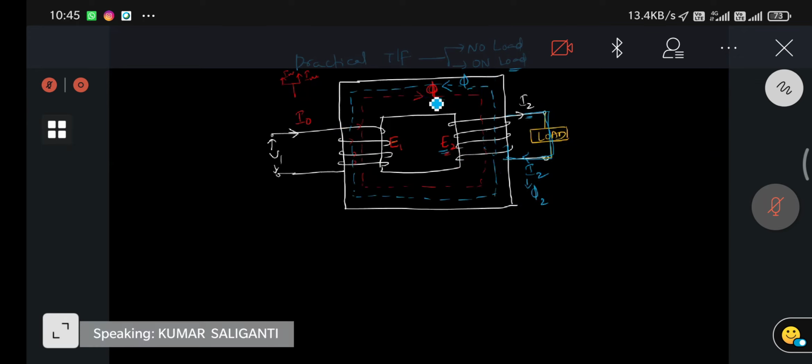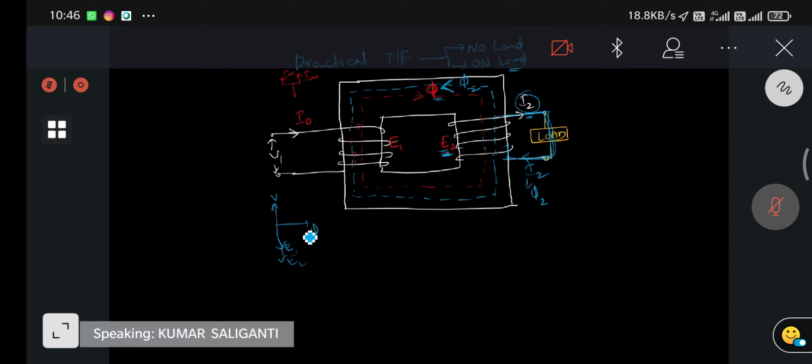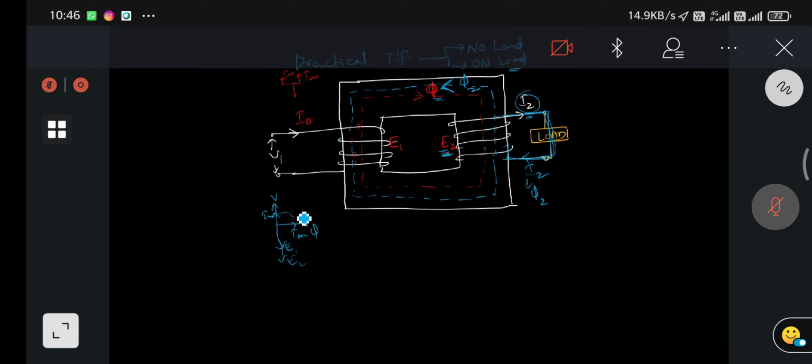This Φ2 exactly opposes the Φ. You can see the Φ2 direction is like that because of E2. This is like a closed circuit here. This E2 causes the current I2, and by Lenz's law, this is V1, this is E1 and E2, this is the Φ, this is I0, Iw, Iμ. E1 and E2 always oppose V1 here.